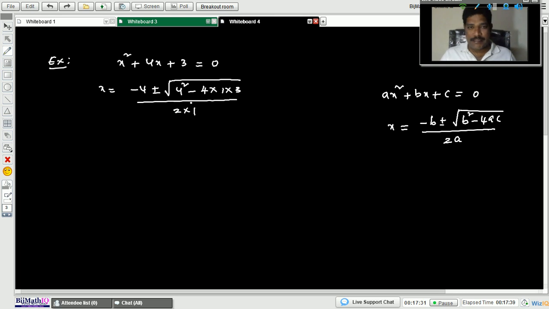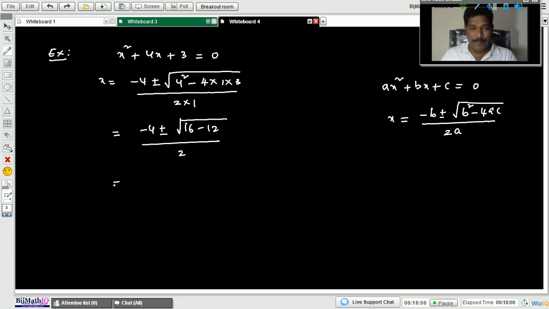Okay, so in the same way we are writing like this and simplifying this equation. Minus 4 plus or minus square root of 16 minus 12, by 2. This equals minus 4 plus or minus square root of 4, which is 2, by 2.